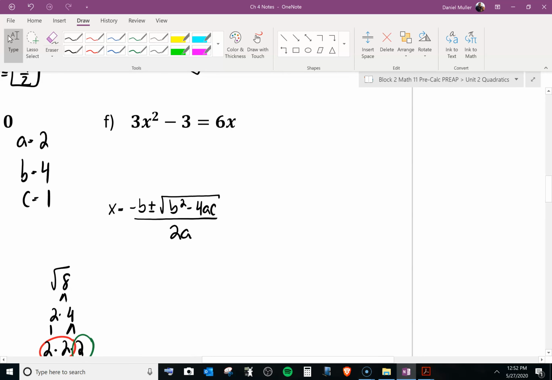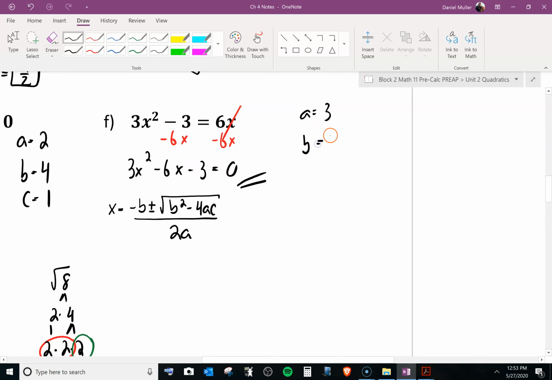3x squared minus 3 equals 6x. I'm going to move this 6x over by subtracting it. So I have a 3x squared, then I'll write the minus 6x, and then I'll write the minus 3, so now it equals 0. That's perfect. So my a value is 3, my b value is negative 6, and my c value is negative 3.